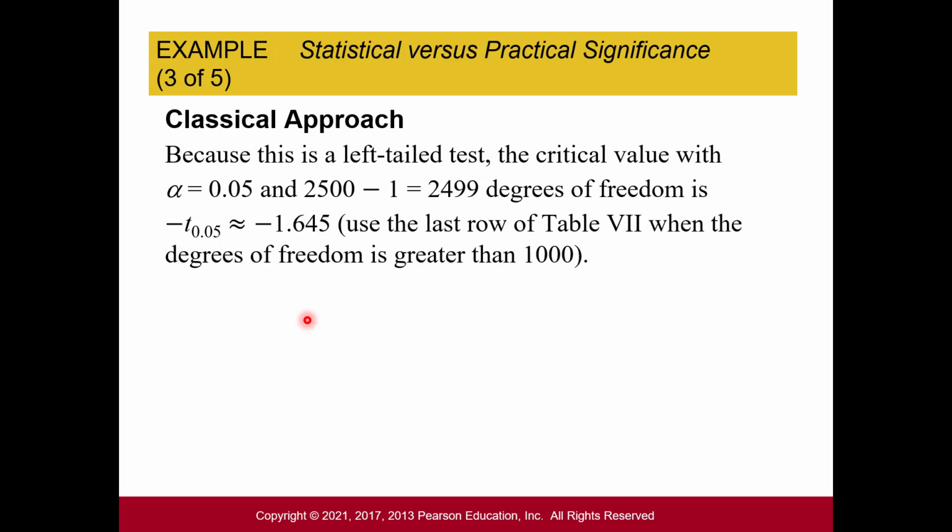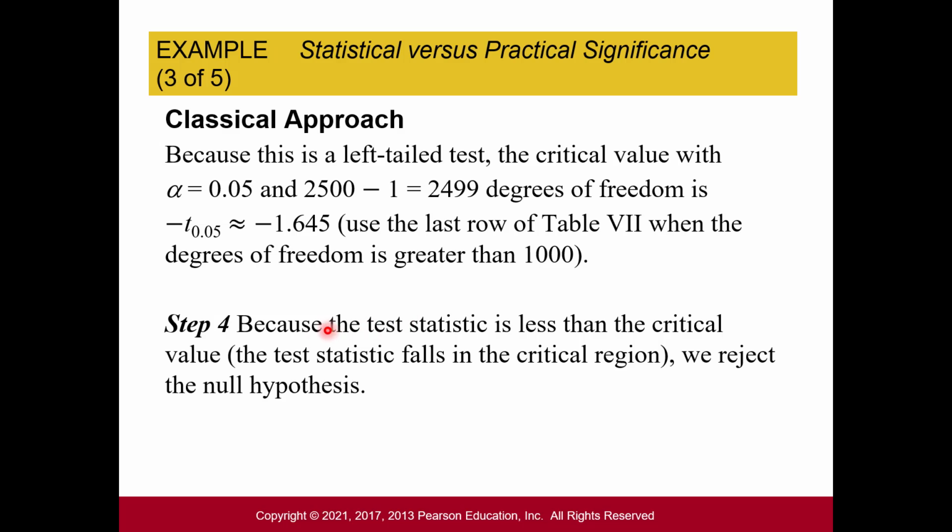And using our classical approach, this is a left-tailed test based on our alternative hypothesis. And so we have our degrees of freedom is 2499, and our critical value is actually negative t sub 0.05, which is negative 1.645. And if you go to your t-distribution table, you're going to go up to the degrees of freedom that says 1,000 or more. And so because the test statistic is less than the critical value, our test statistic was negative 1.765, we reject the null hypothesis.